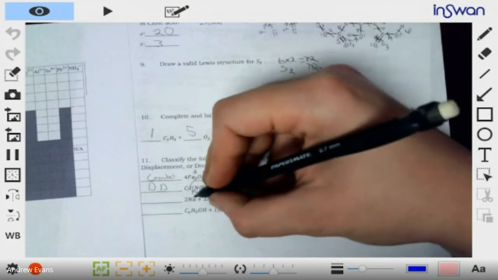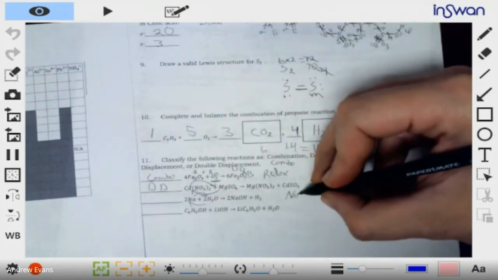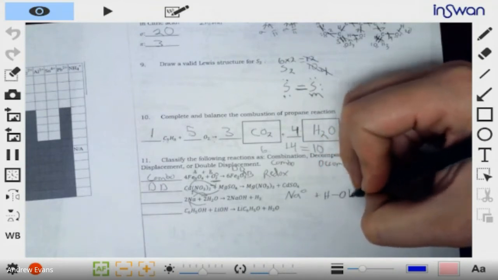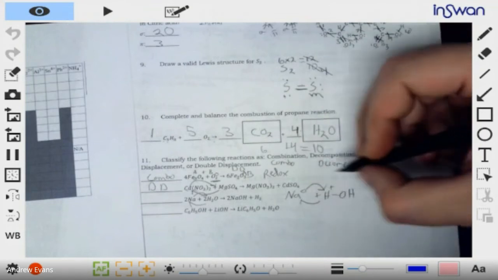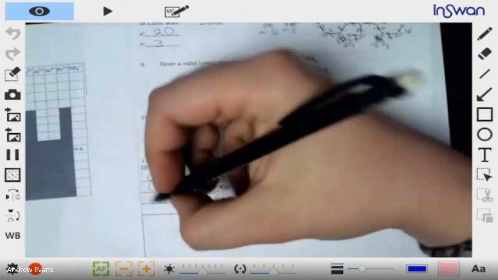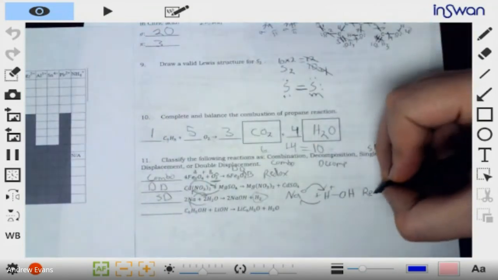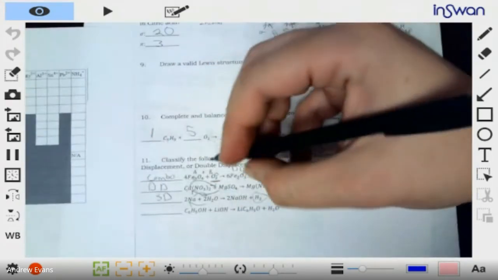Now, this guy, I'm going to rewrite to better see this. But Na plus, Na neutral, and HOH, which is our water, they're swapping places. So this is a single displacement as this goes to hydrogen gas. So this is a classic single displacement, and because of that, it's also a redox, because every single displacement ends up being a redox.